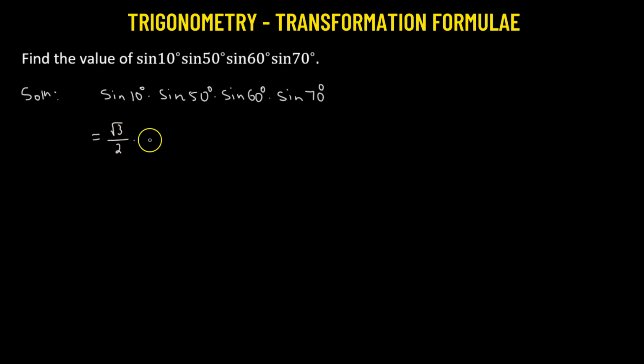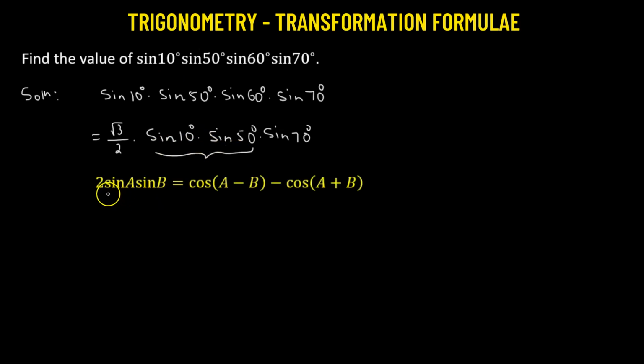Square root of 3 over 2 multiplied to sine 10 degrees times sine 50 degrees times sine 70 degrees. Now, if we consider the product of these two sine functions, we can use a transformation formula here. The formula being, 2 times the product of two sines simply becomes the difference of two cosine functions. However, we have a factor 2 missing here, so that's not a big issue. All we have to do is multiply and divide by 2. So we should get square root of 3 over 4 multiplied to 2 times sine 10 degrees times sine 50 degrees, and we have sine 70 degrees multiplied to it.